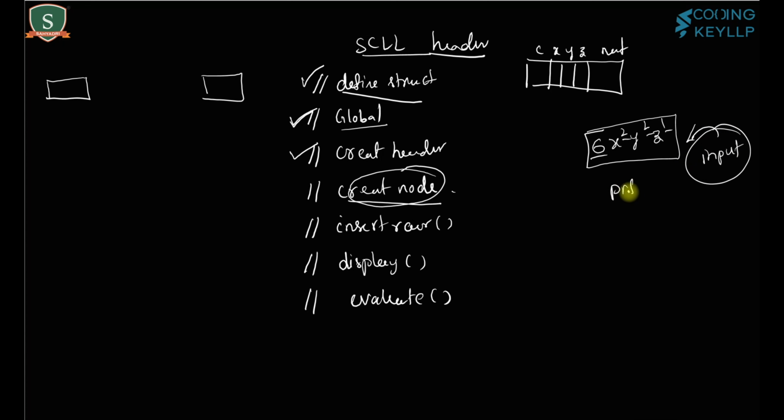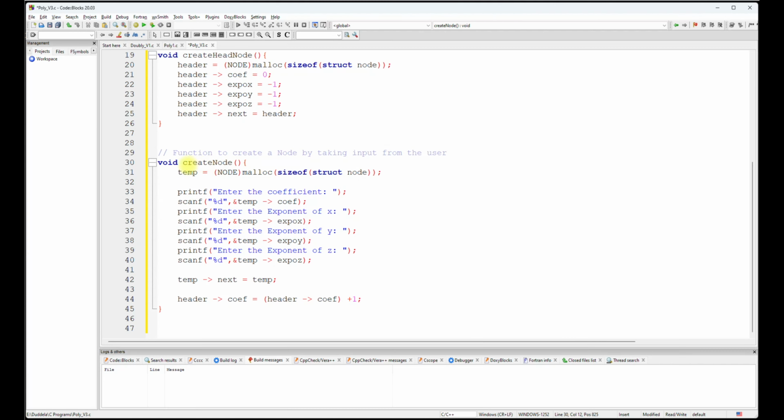So obviously we'll have printf and scanf functions inside this create node, where the user will get a chance to enter the details like 6, 2, 2 and 1. If you observe here in create node, we are using a temporary variable, similar to the header node. We are creating a node that is a structure of type struct node, and here we are asking the user to enter the details for the coefficient, exponents of x, y and z, and temporary of next is equal to temp. What happens when we call these two methods?